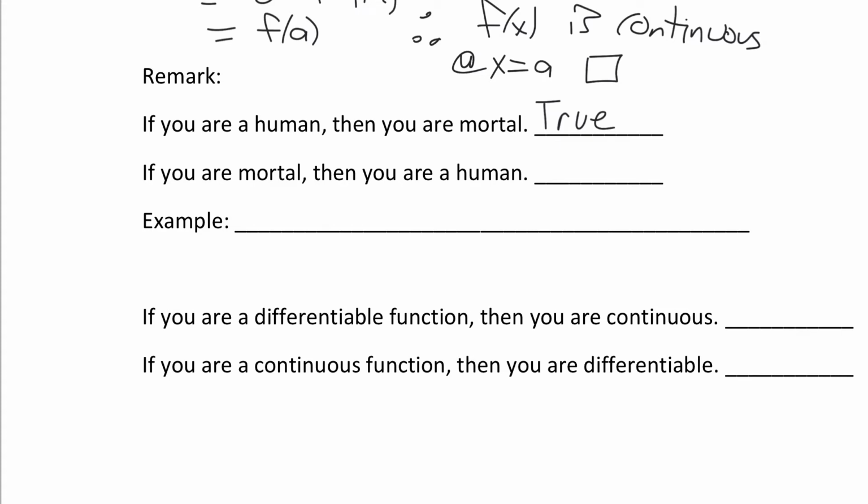What about a squirrel? Let's think about a squirrel. Is a squirrel immortal? Well, yeah, squirrels, they tend to die as well. They don't live forever. They're not immortal. Squirrels are mortal, but squirrels are not humans. So the squirrel clearly shows that this statement is false, because there are many things that are mortal that are not human. So the statement, if you are mortal, then you are a human, is not a true statement.